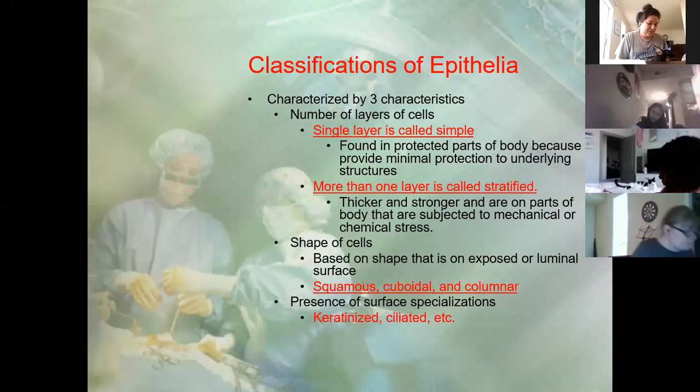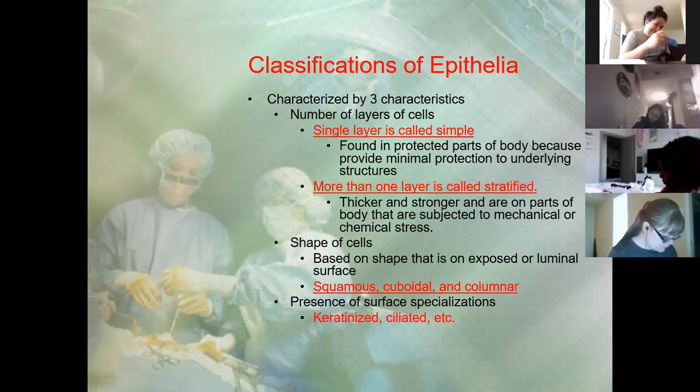So we started talking about epithelial tissue. And we had some terminology here. A single layer of cells is a simple. More than one layer of cells is called stratified. Remember that because it's like out into the stratosphere.